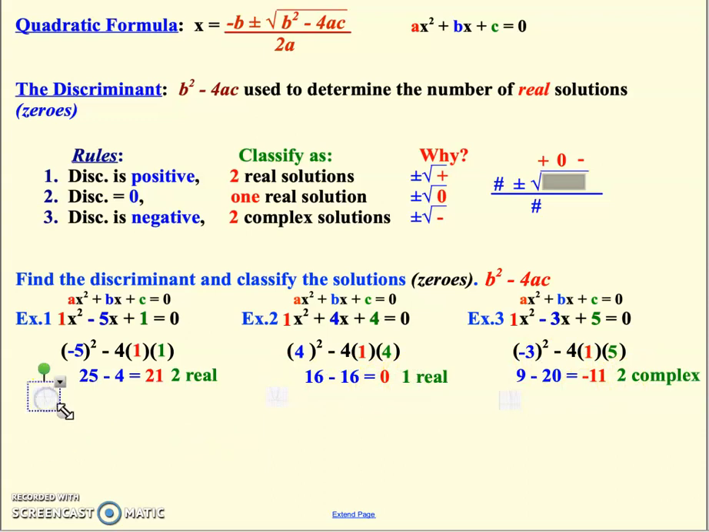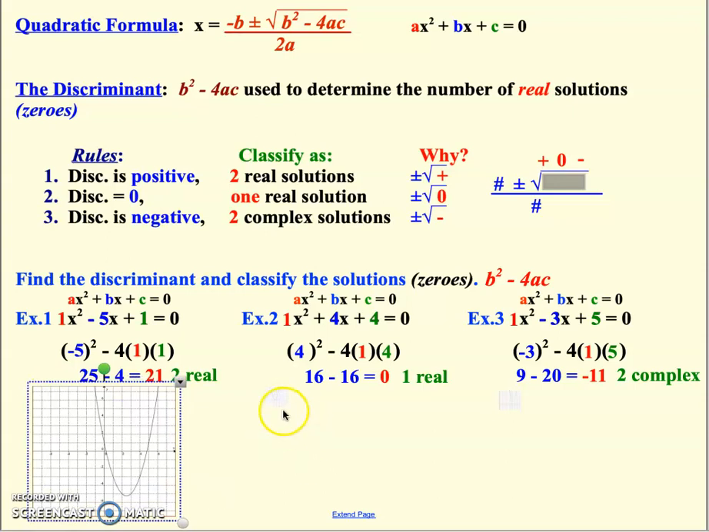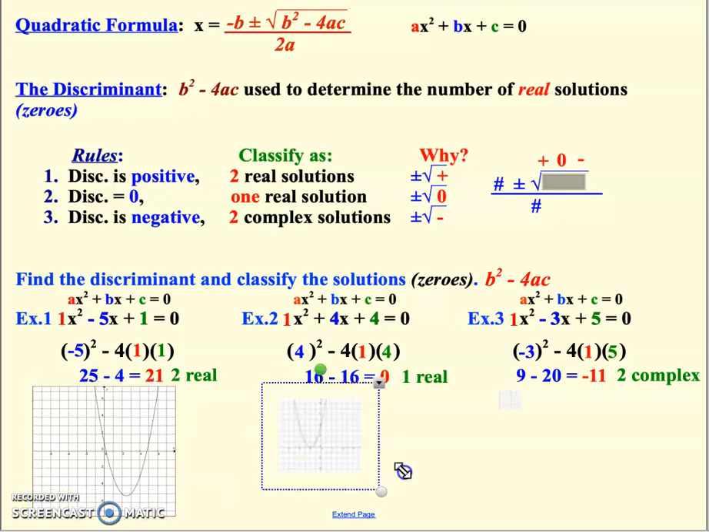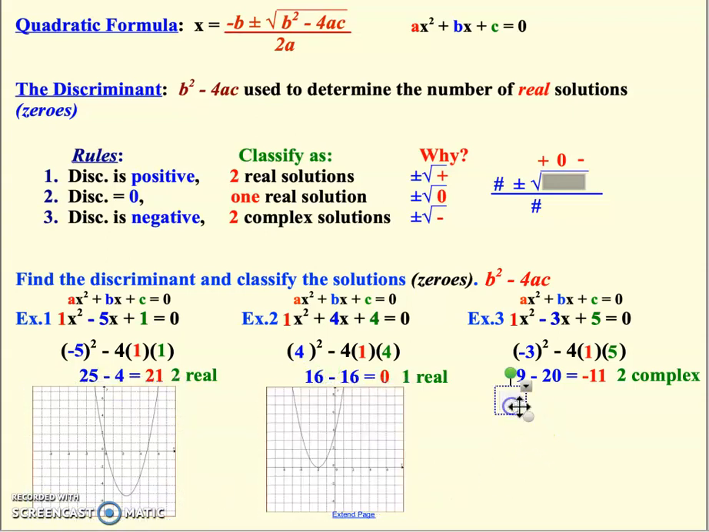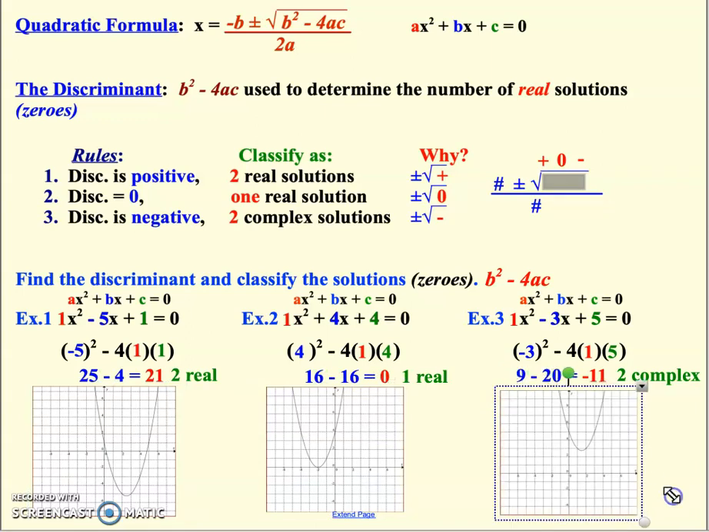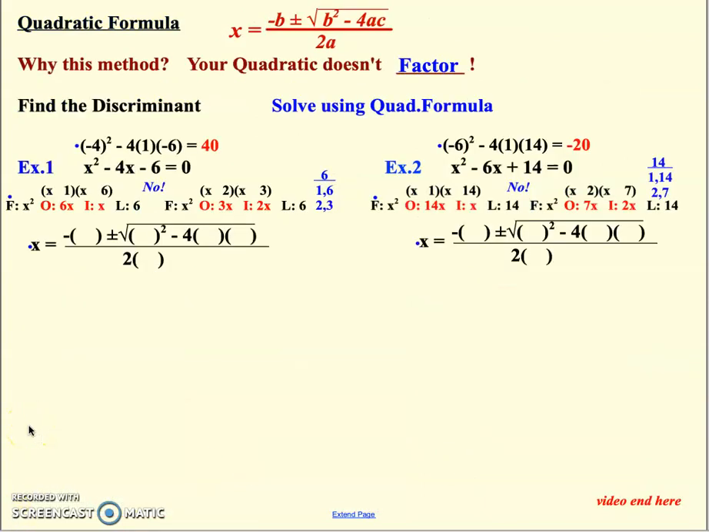Another good way to think about this too is what does that mean in terms of a graph and x-intercepts, because this would tell us something about the number of intercepts we'd have, which corresponds to the number of solutions. So what does it mean graphically? Well, 2 real means 2 x-intercepts, 1 real means 1 x-intercept, and 2 complex means no x-intercepts. So you may be asked to actually interpret this idea of discriminant from a graph, and there's the visual connection to that. So the last concept to hit is the quadratic formula for the purpose of solving.